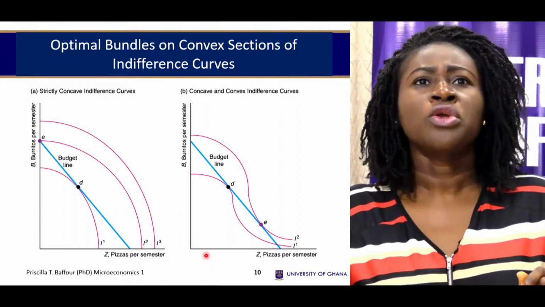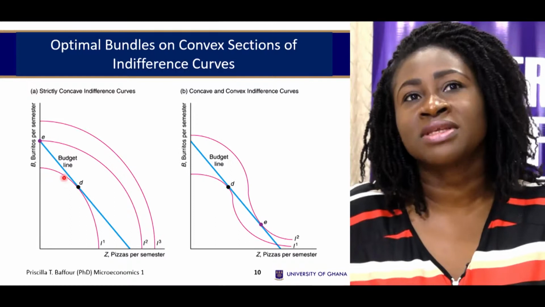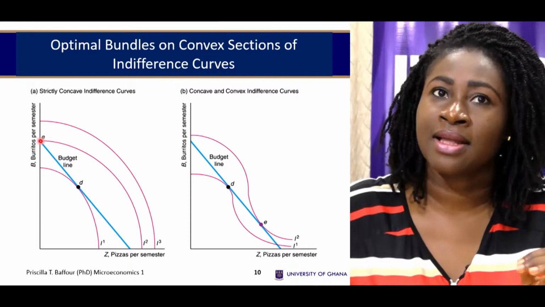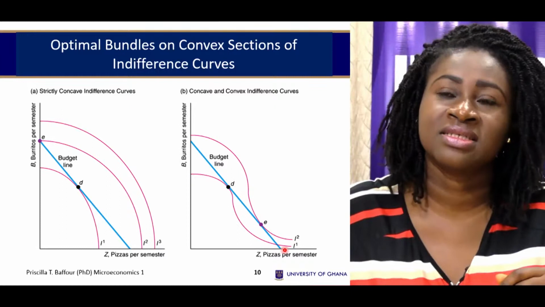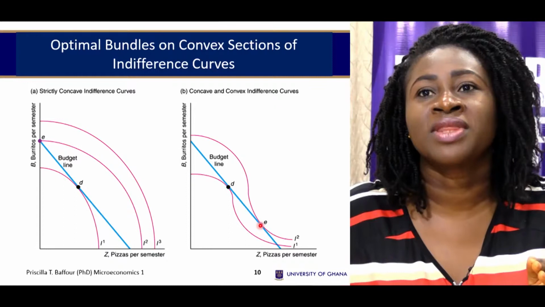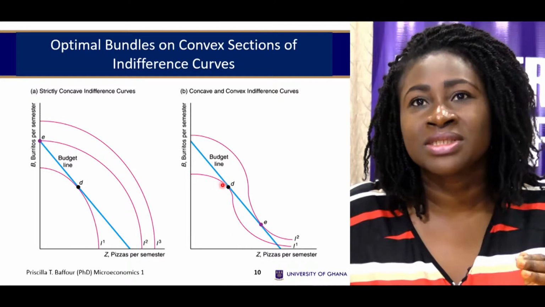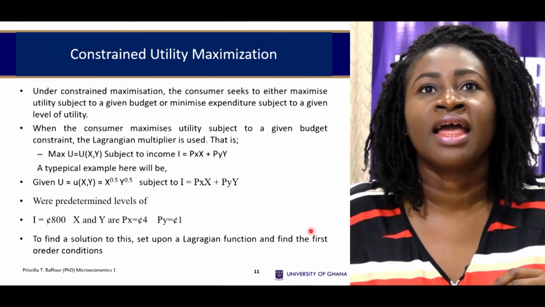So here, when you look at a strictly concave indifference curve, we have established in section 2 that a consumer would always settle at a corner. And when it comes to this concave and convex indifference curve, it becomes a bit tricky. The consumer would always go for the highest utility, and that is point E and not point D, for this consumer who faces this peculiar indifference curve.